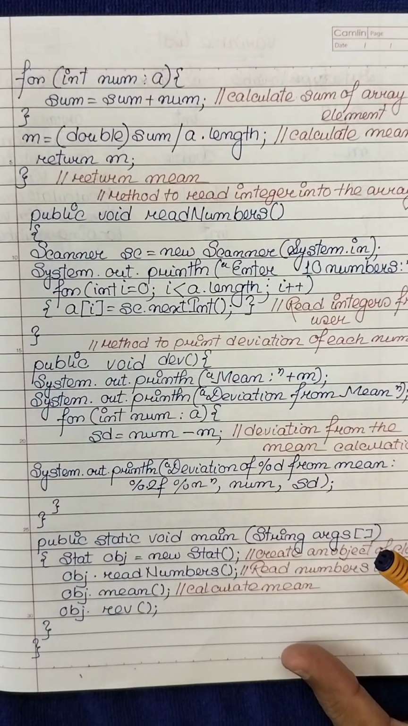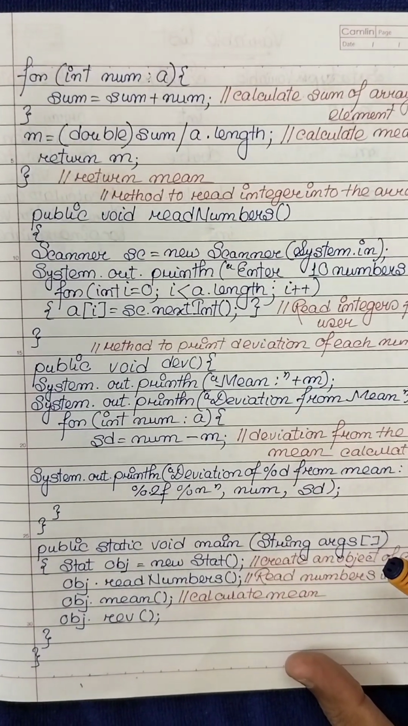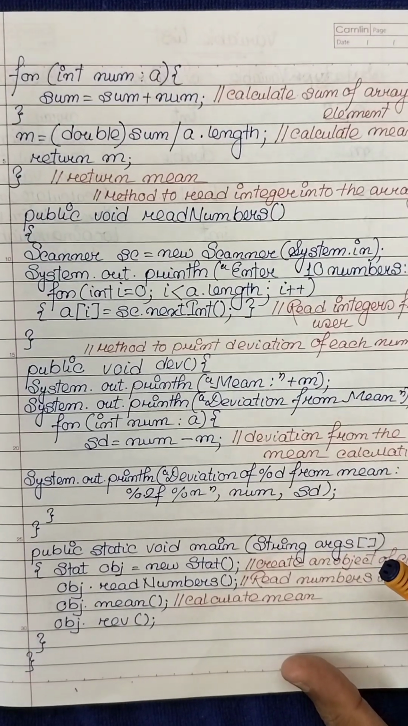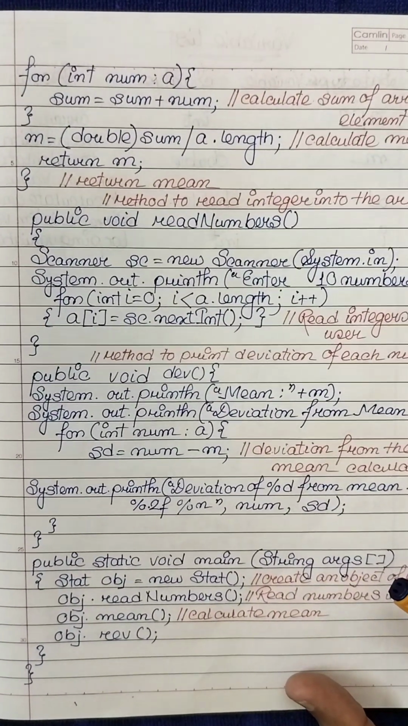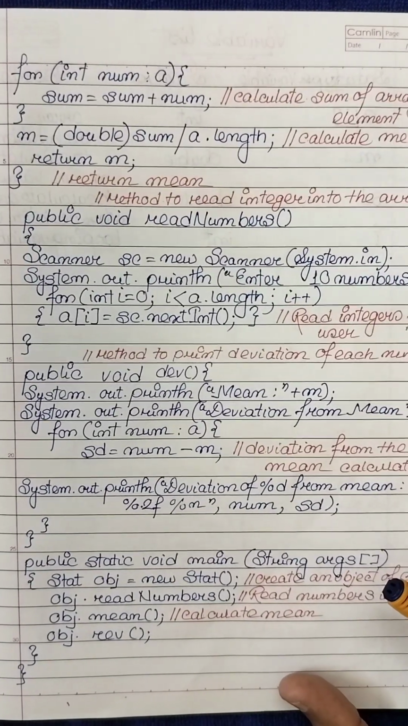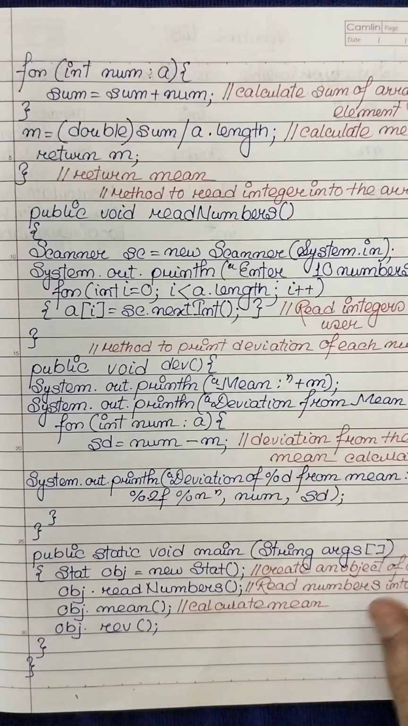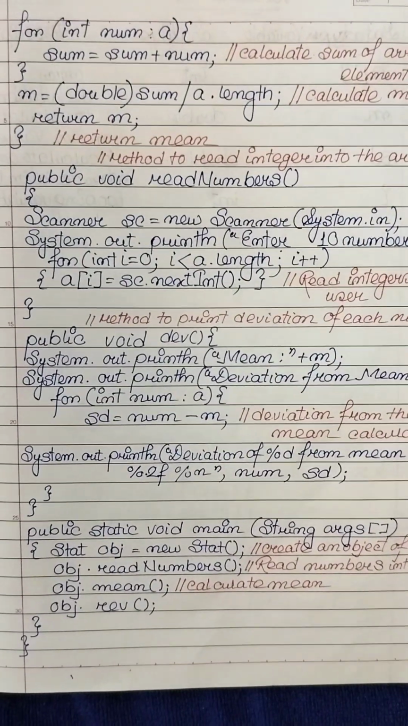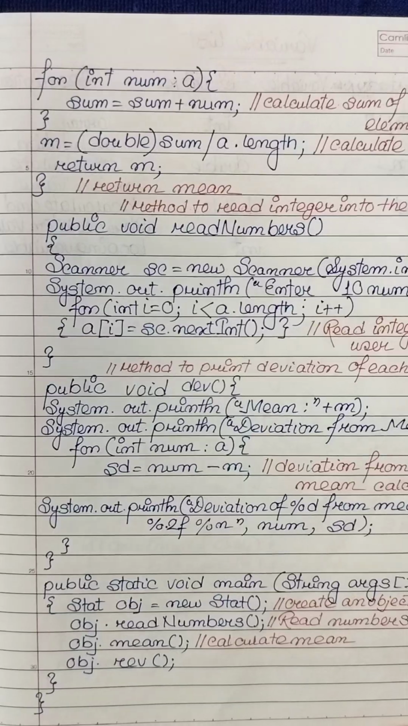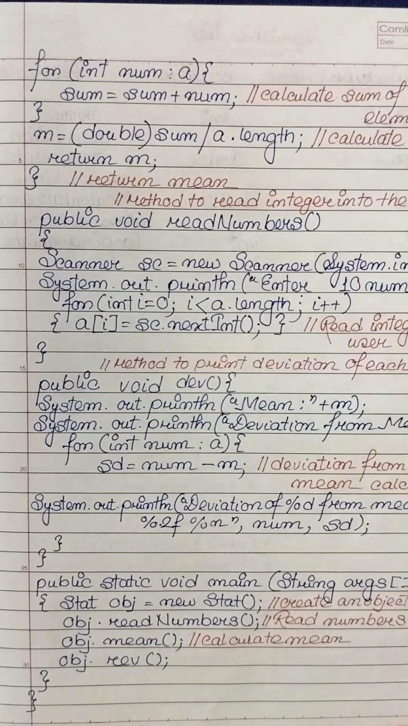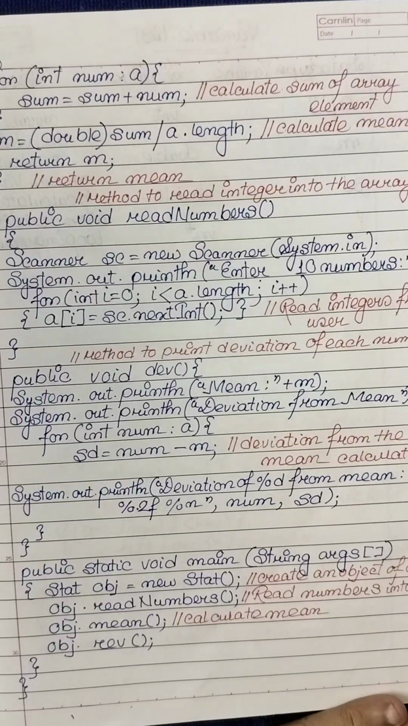Now we have to find the mean. m is equal to double of sum divided by a dot length. That means the sum is divided by the length, and we calculate the mean and return m. Return mean, the mean value.